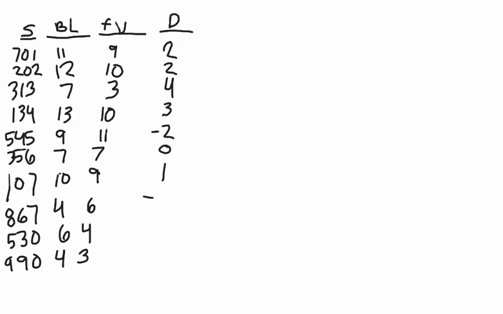4 minus 6 is going to be a negative 2. 6 minus 4 is going to be 2. And 4 minus 3 is going to be 1. Now I have a column of the difference scores. The next thing I'm going to do is make a column of the difference scores squared.